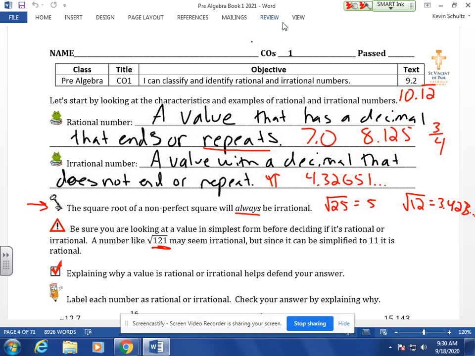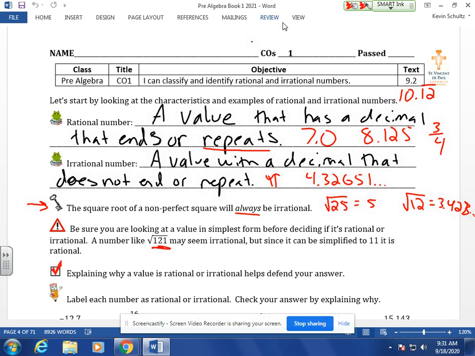The root of 121 looks complicated, but what is the root of 121? Anybody know? What number times itself equals 121? It is 11. So root of 121, even though it looks complicated, might look like it's irrational, it's actually rational because its value, 11.0, is a decimal that ends.